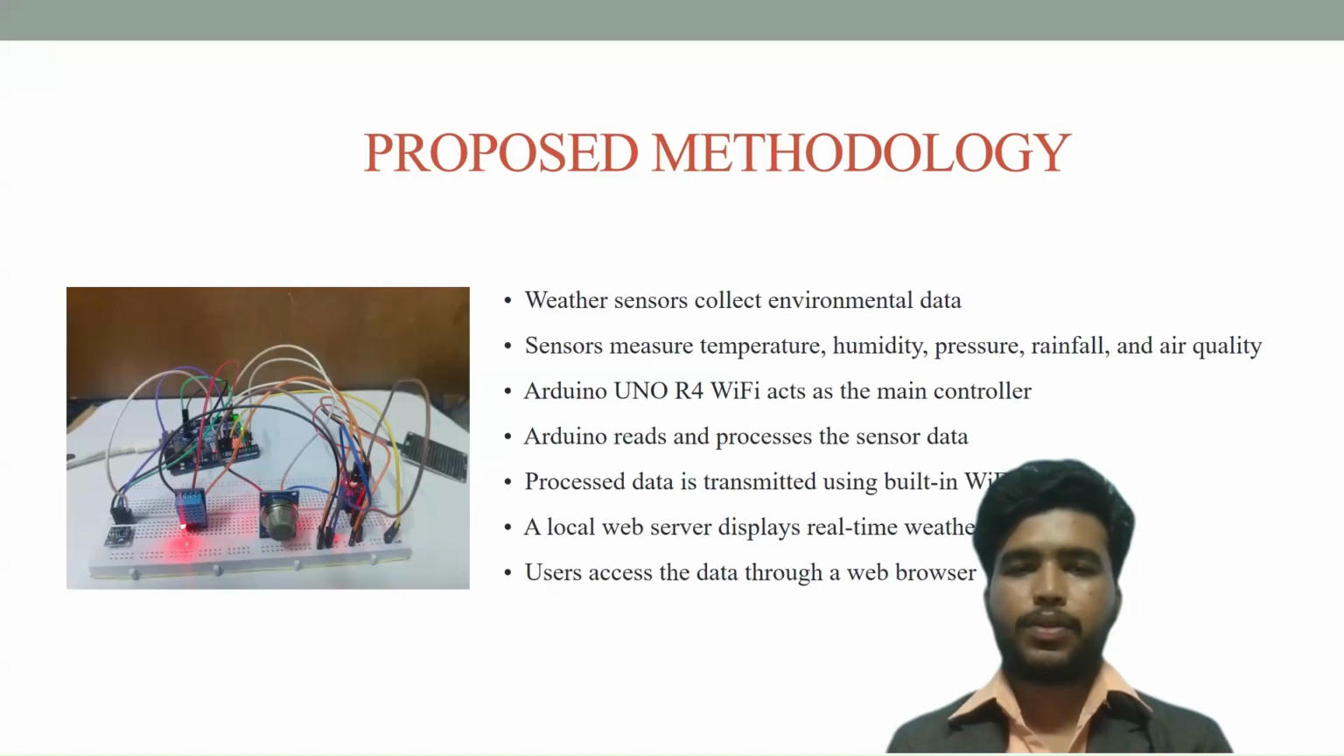Now I will explain the proposed methodology. In our system, multiple sensors collect data like temperature, humidity, pressure, rainfall, and air quality. All sensors are connected to the Arduino Uno R4 Wi-Fi, which processes the data in real time. Since it has built-in Wi-Fi, no extra module is needed. The processed data is then sent to a local web server. Users can view live data on a dashboard using any device connected to the same network. This makes the system simple, cost effective, and cloud independent.